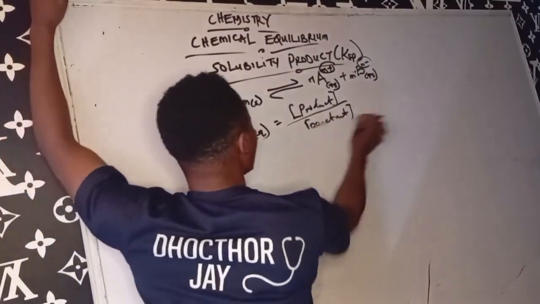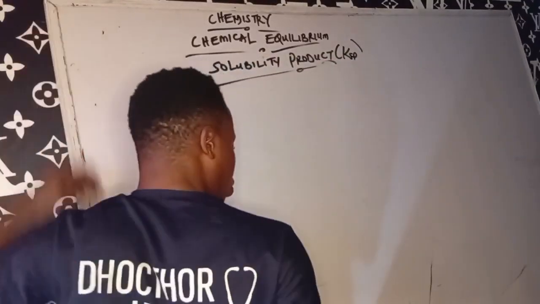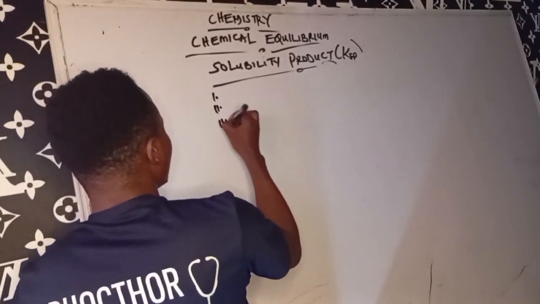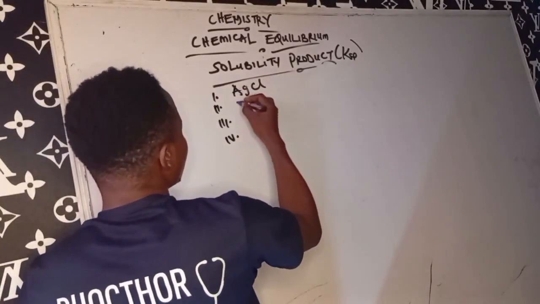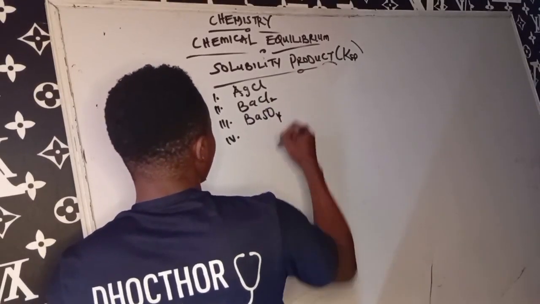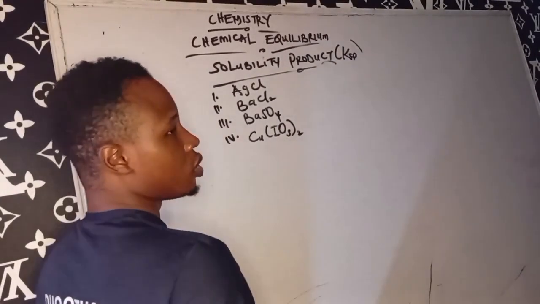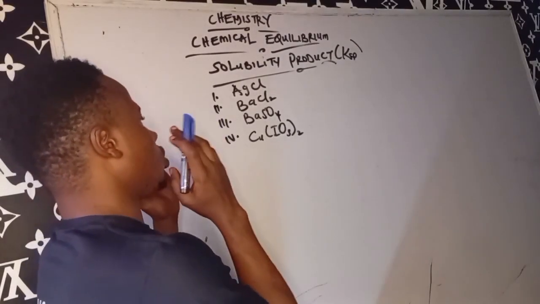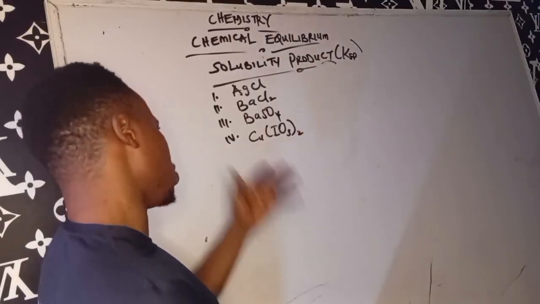Now let's look at common sparingly soluble salts that we will be taking as examples in the course of this video. So we'll take the expression for the solubility product of these salts. Number 1, AgCl. Number 2, BaCl2. Number 3, BaSO4. Number 4, Cu(IO3)2. Let's use these 4. So we want to write the equilibrium constant for the solubility product of these sparingly soluble salts. If you remember very well, you can think of these salts.